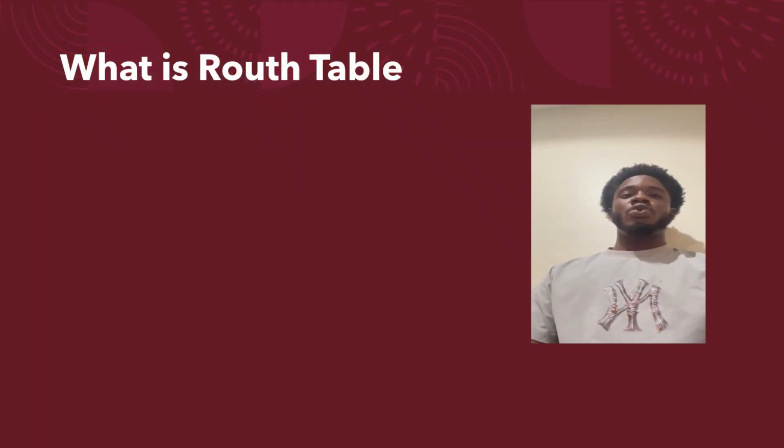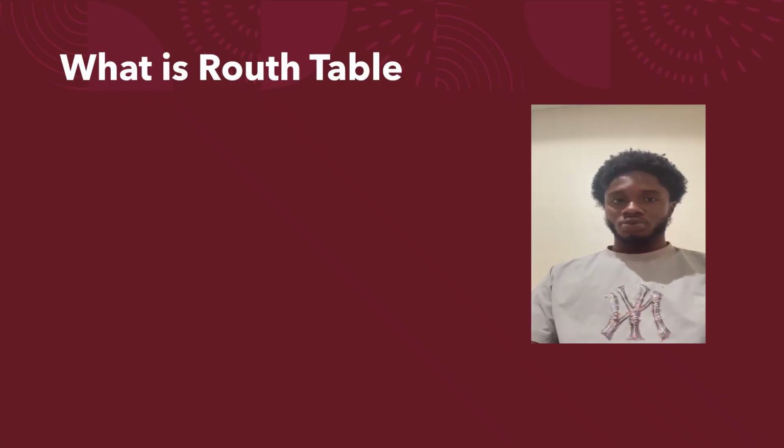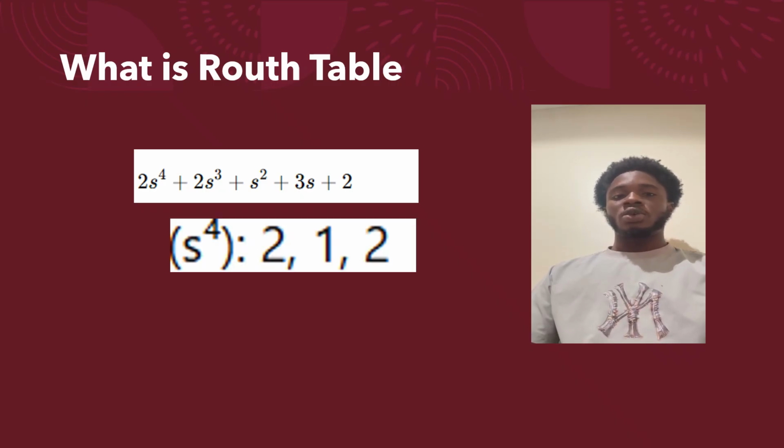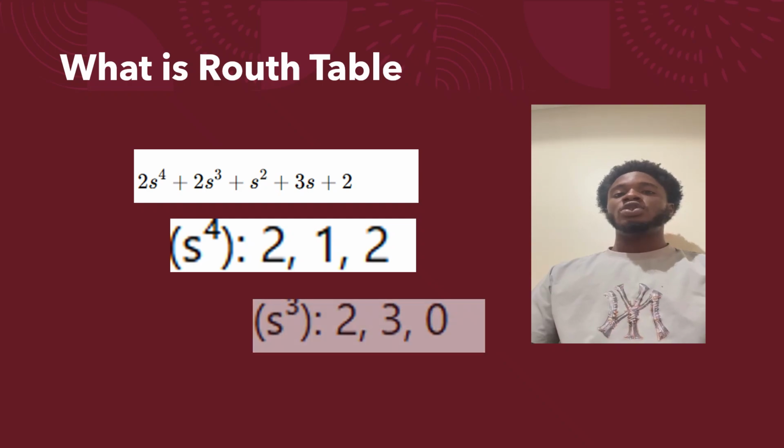To begin, we arrange the coefficients of the polynomial into the first two rows of the Routh table. From the equation 2s^4 + 2s^3 + s^2 + 3s + 2, we get the first row, s^4, that is 2, 1, 2. Second row, s^3, that is 2, 3, 0. Now we will use these rows to compute the remaining rows using the determinant formula. The process continues until we reach the last row.